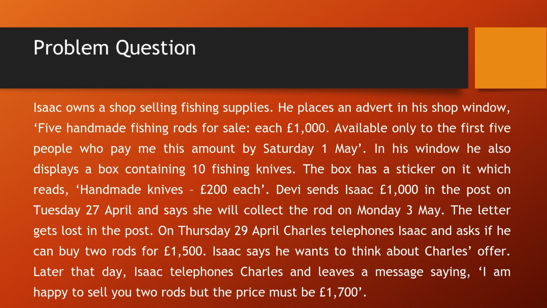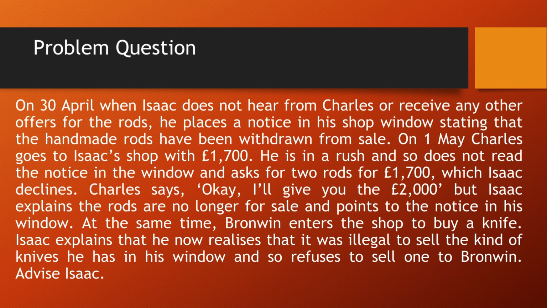On Thursday, 29th April, Charles telephones Isaac and asks if he can buy two rods for £1,500. Isaac says he wants to think about Charles' offer. Later that day, Isaac telephones Charles and leaves a message saying, "I'm happy to sell you two rods, but the price must be £1,700." On 30th April, when Isaac does not hear from Charles or receive any other offers for the rods, he places a notice in his shop window stating that the handmade rods have been withdrawn from sale.